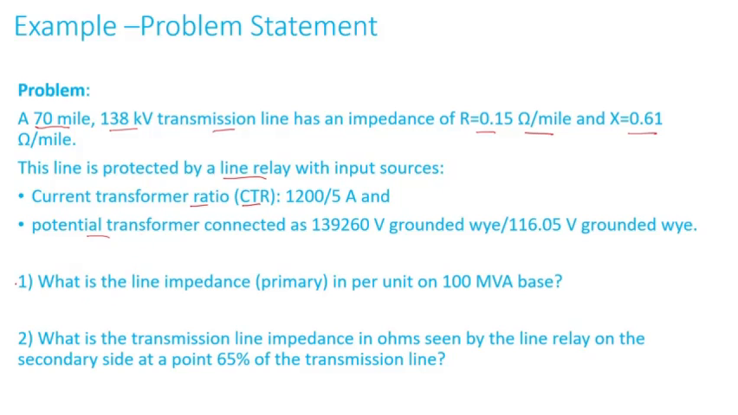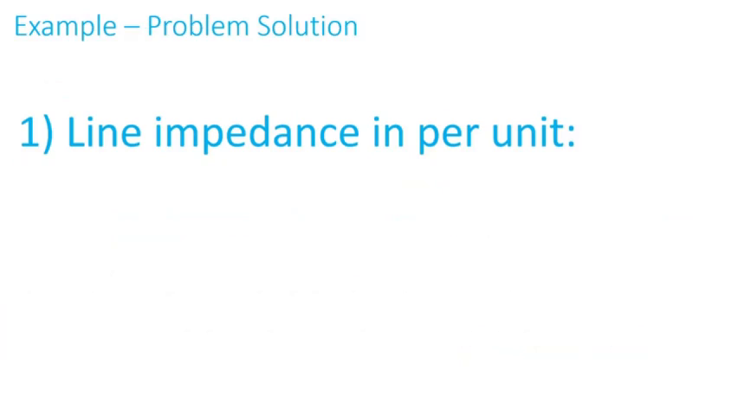So question one is, what is the line impedance, the primary ohms, in per unit on a 100 MVA base? The second question is, what is the transmission line impedance in ohms seen by the line relay on the secondary side at 65% of the transmission line? So the first question is line impedance in per unit.